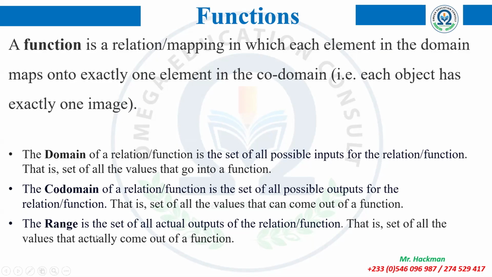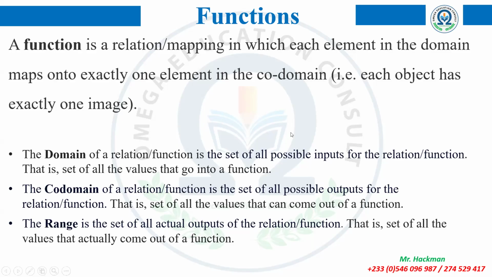However, take note of this definition: range. This is the set of all actual outputs. You can see that for the codomain, we said the set of all possible outputs, so there's a possibility that this will be an output. However, when it comes to the range, you are looking at all the actual outputs of the relation. That is the set of all the values that actually come out of a function.